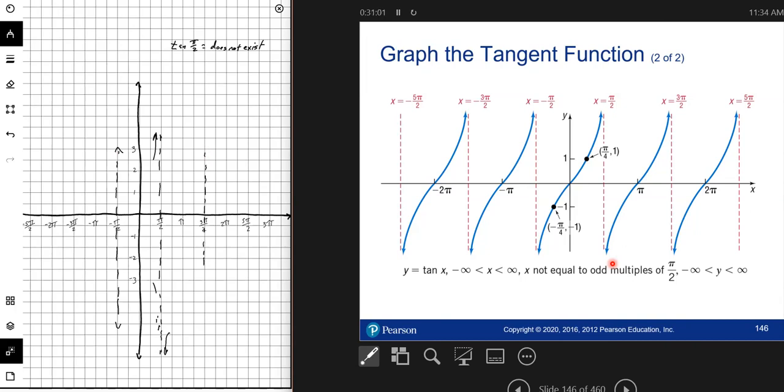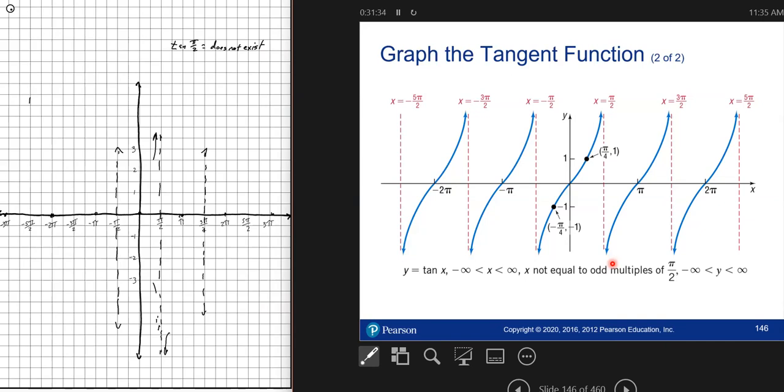Because the even multiples of pi over 2 are the integer multiples of pi. And at the integer multiples of pi, you get 0 for tangent. So at pi, 2 pi, 3 pi, and 0, and negative pi, and negative 2 pi, they're all going to be at 0.